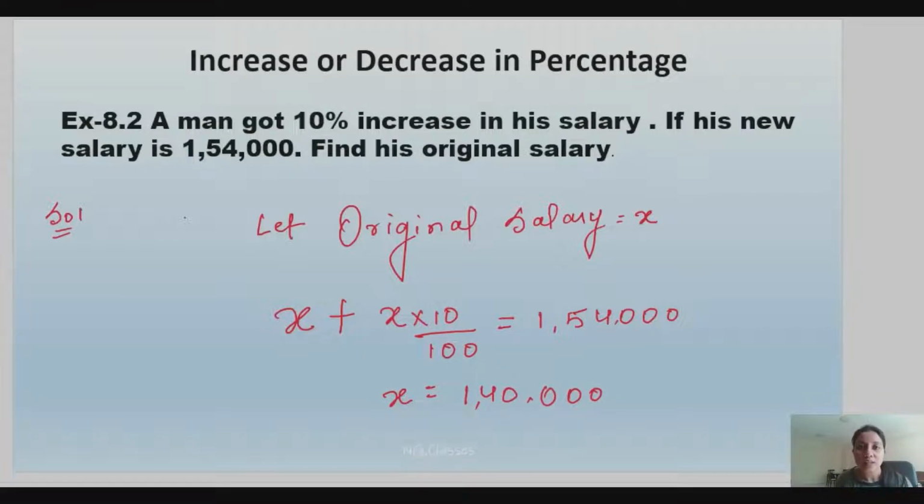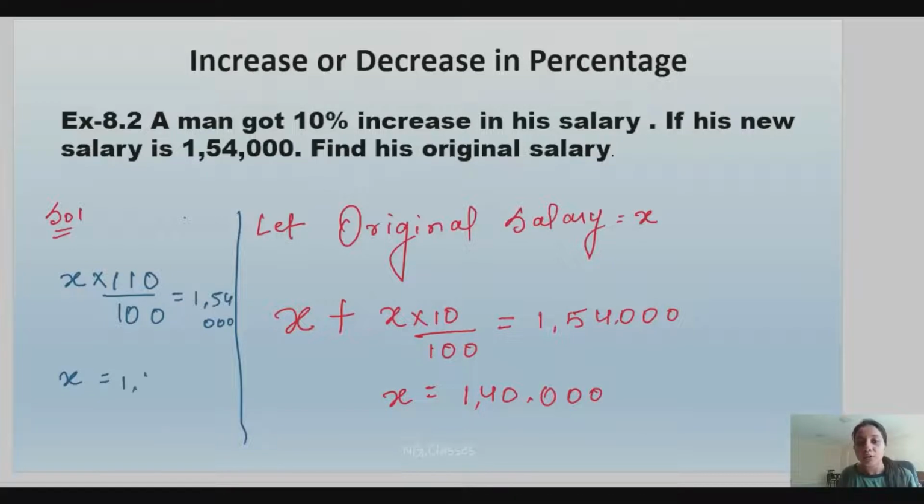This question we can directly solve like this as well. Suppose we are having the original salary as X. Now it got increased by 10%. So 100% of the salary is already there and 10% more. It means now the total value I am having is 110 by 100 of X. And this is now 1,54,000. And from here also you will get the value of X as 1,40,000. So any process you can follow, either the first one or directly the second one. At last you will get the same answer.